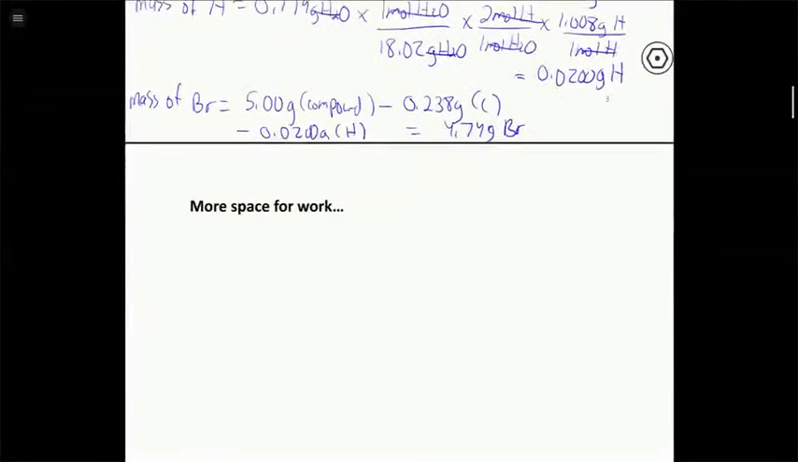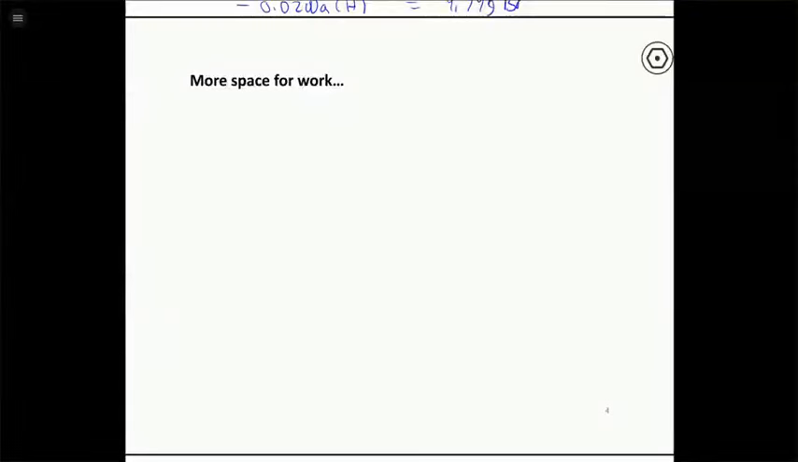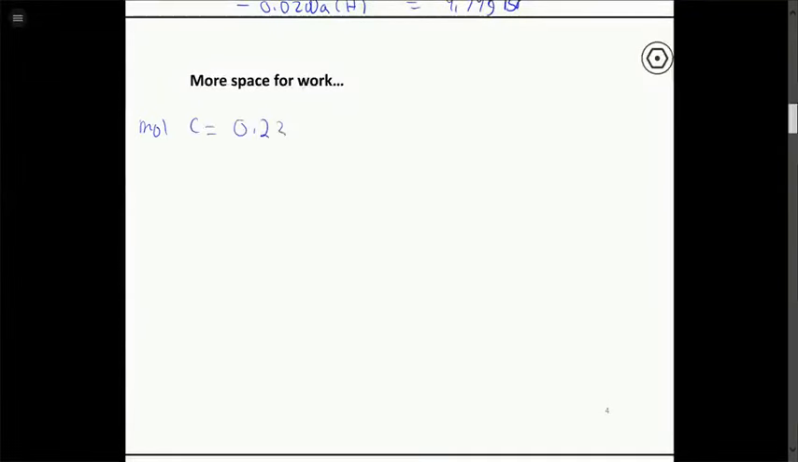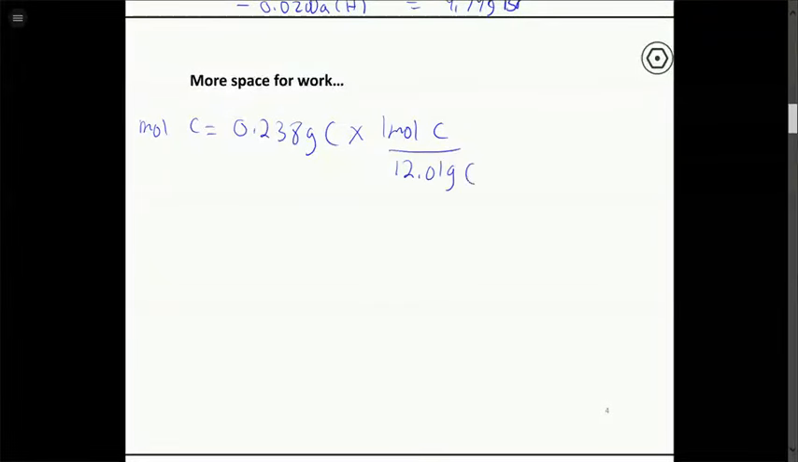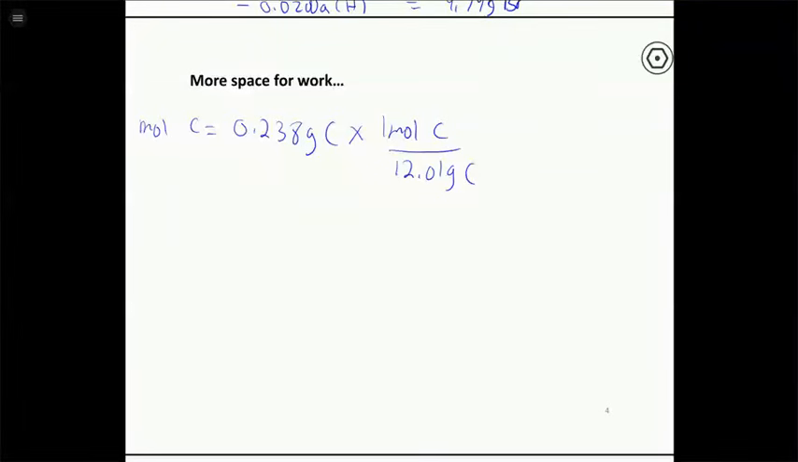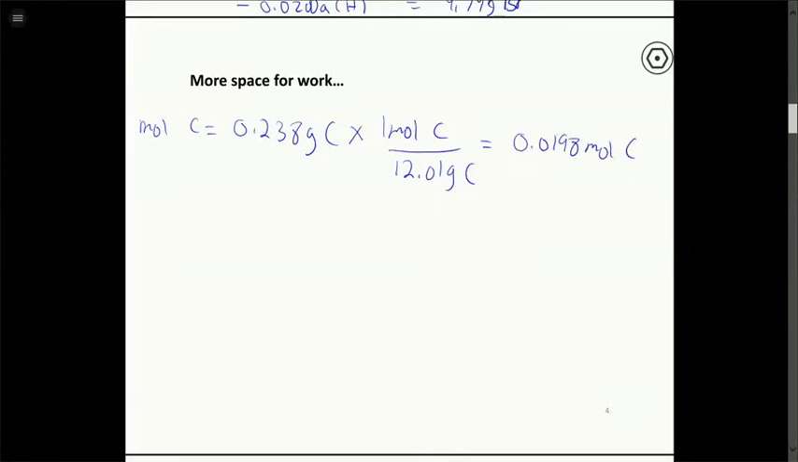Okay? So going on to the next page, if we want to find the moles of carbon, we found that there was 0.238 grams of carbon in this sample, and we used the atomic mass of carbon to convert it back into moles. In some sense, we're kind of undoing the last step of the calculation we did above. Like I said, we need the mass of carbon to be able to find the mass of the bromine, so we can't really skip that step. And what we find is we have 0.0198 moles of carbon. So we're converting the mass into moles, again, just by dividing by the atomic mass. Grams cancel out, we're into moles.